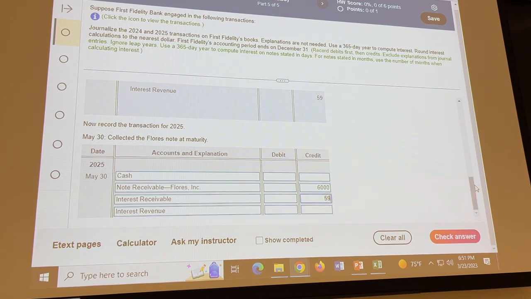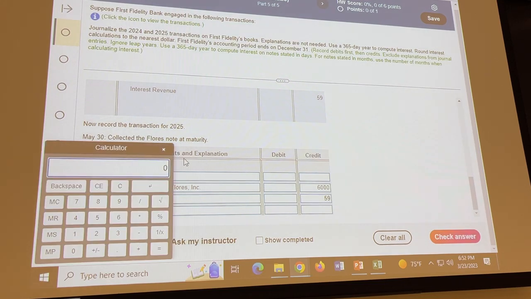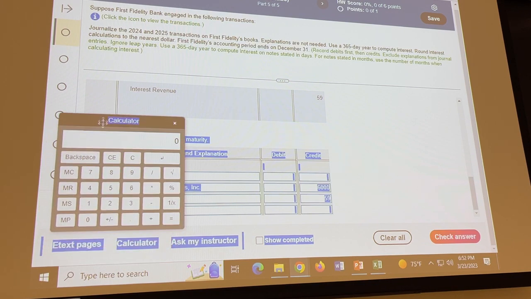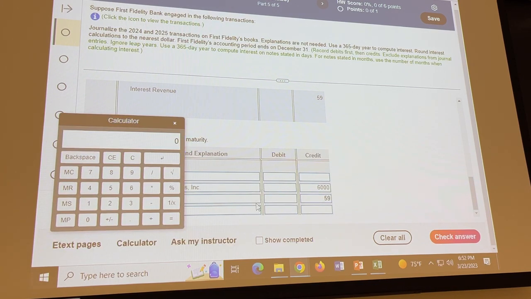Then for interest revenue, that will be from January 1st through May 30th. So looking at our calculator again, we know that we already accrued for 30 days of interest, and the note is 180 days. So that means that we have 150 days left that fall in the current year that we have to accrue for interest for.